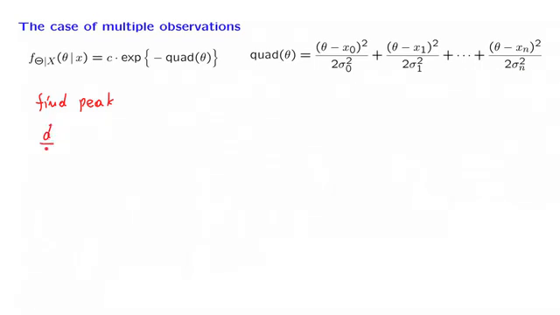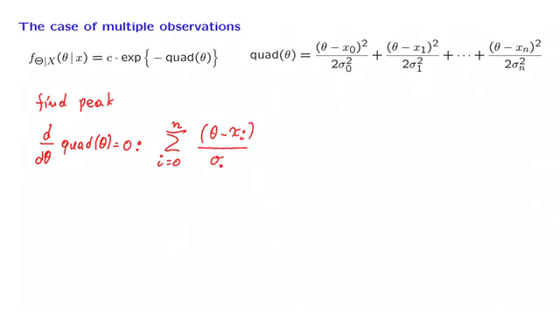So what we do is to take the derivative with respect to theta of this quadratic and set it to 0. This gives us a sum of terms. The derivative of the typical term is going to be theta minus xi divided by sigma i squared. And this expression must be equal to 0 if theta is at the peak of the posterior distribution.